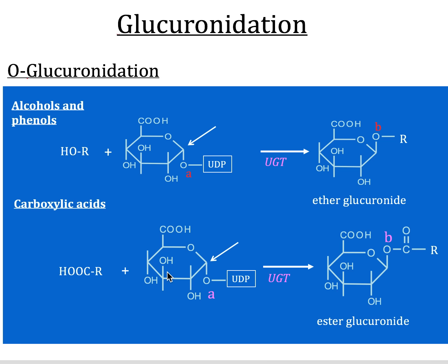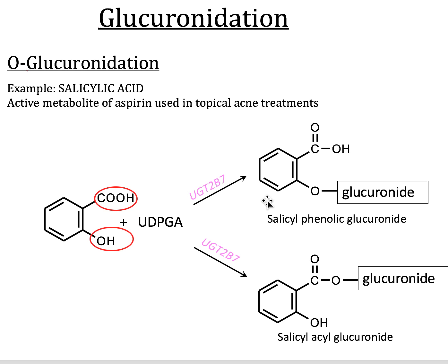simvastatin, which is used for cholesterol, and irinotecan, for colorectal cancer. The conjugation usually targets alcohols and phenols as well as carboxylic acids. So what happens is you get rid of the UDP under the UGT. An example of this is 2B7 with salicylic acid, and you can form what you form here is known as an ether. What you form here is an ester.